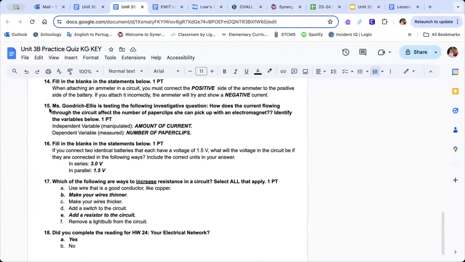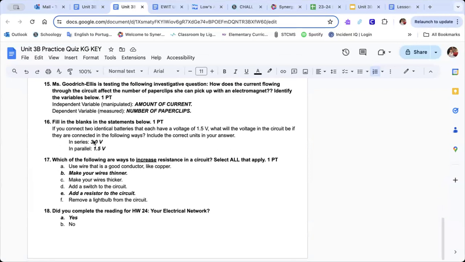Number 15, Ms. Goodrich Ellis is testing the following investigative question. How does the current flowing through a circuit affect the number of paper clips she can pick up with an electromagnet? Identify the variables below. So what she's changing, the independent variable, is the amount of current. What she's measuring, the dependent variable, is the number of paper clips. We're filling in the blanks here.